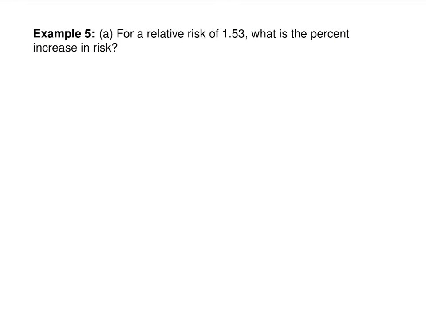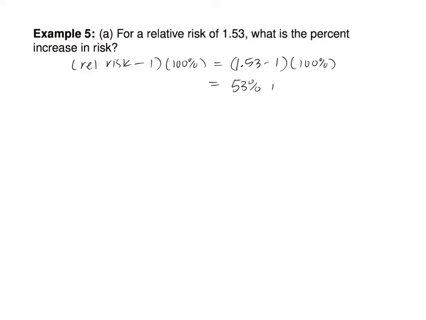Now suppose I told you that you have a relative risk of 1.53. What is the corresponding percent increase in risk? So to find this, we just use that relative risk minus 1 times 100%. So that's 1.53 minus 1 times 100%, which is a 53% increase.